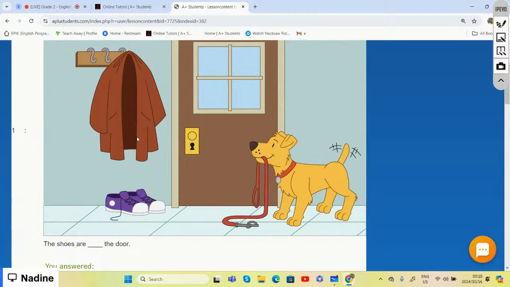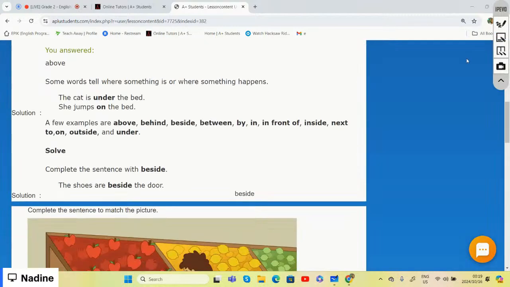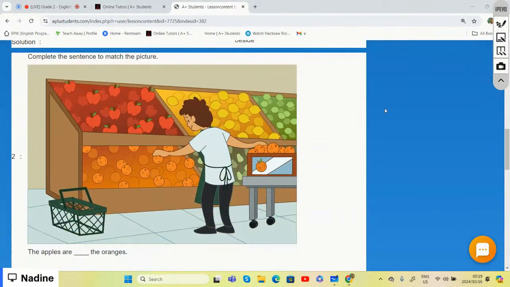And if we were to say where the shoes are, we can say the shoes are beside the door. So beside. All right, so we can say that the shoes are beside the door. All right, let's look at the next one.